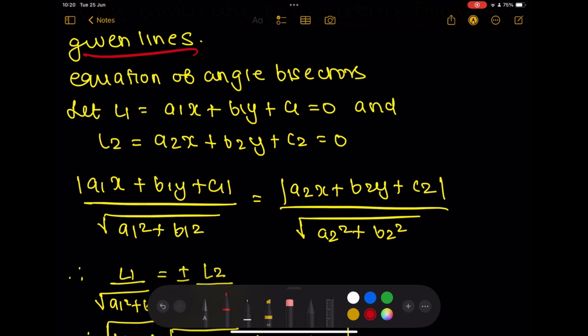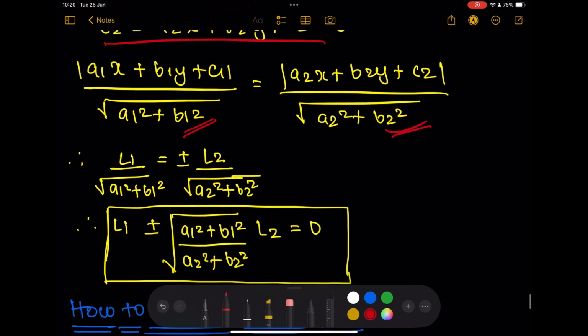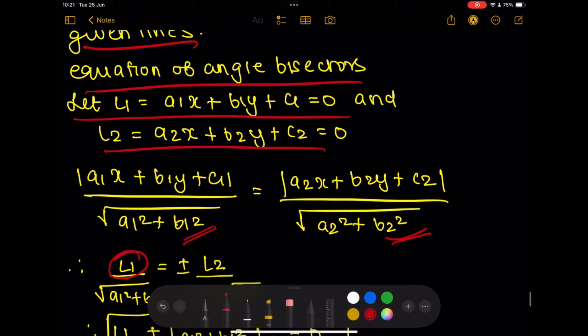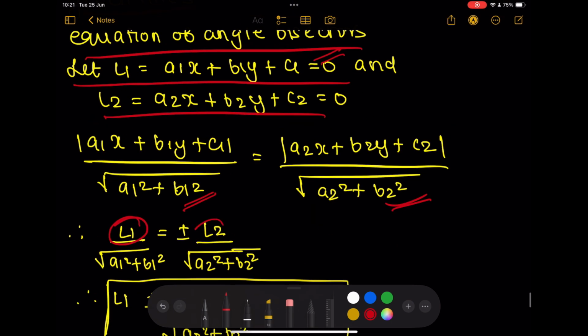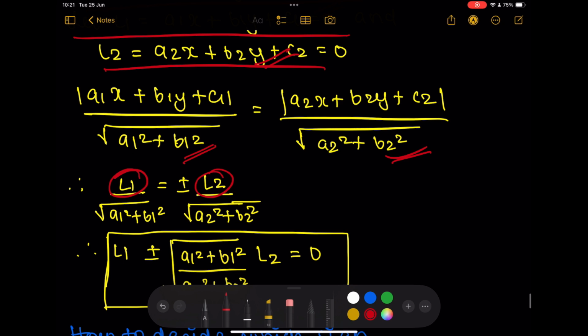Suppose you have two lines, let L1 be equal to this one, let L2 be equal to this one. Then the angle bisector of these two lines is given by mod of a1x plus b1y plus c1 by root of a1 square plus b1 square equal to mod of a2x plus b2y plus c2 by root of a2 square plus b2 square. Okay, L1 is this equation, and L2 is this equation. When you open the mod, you get something like this.